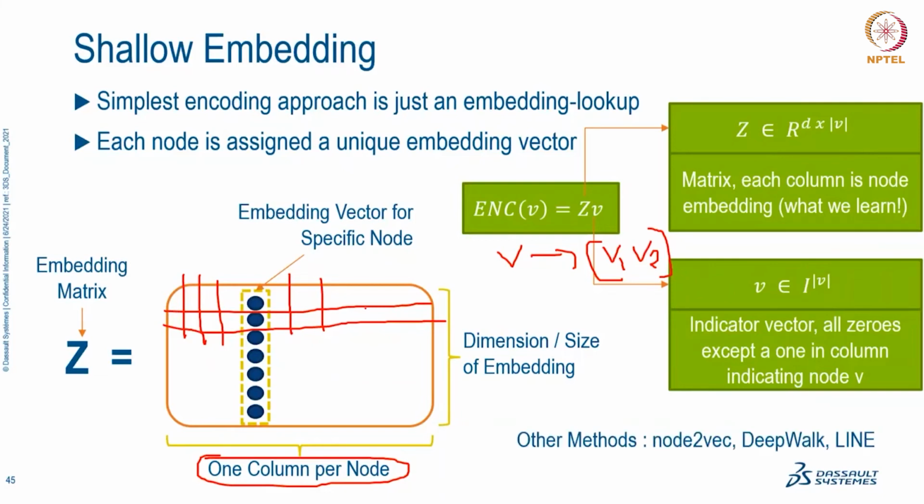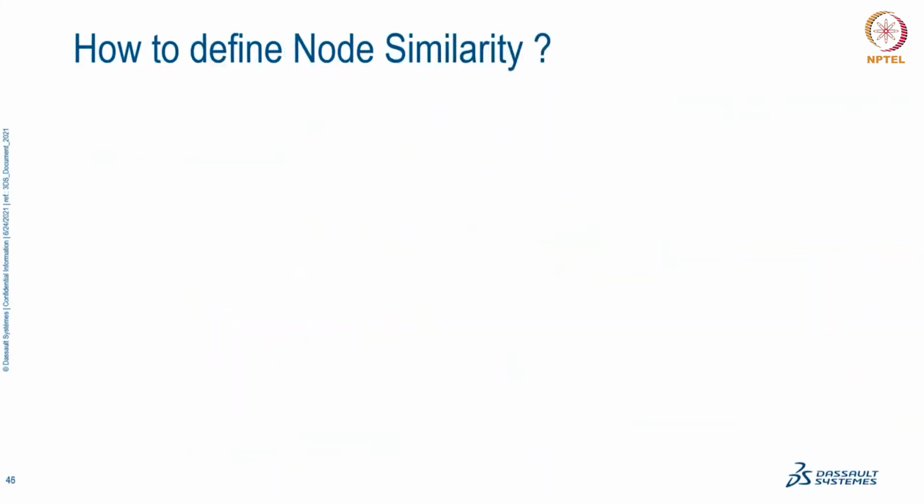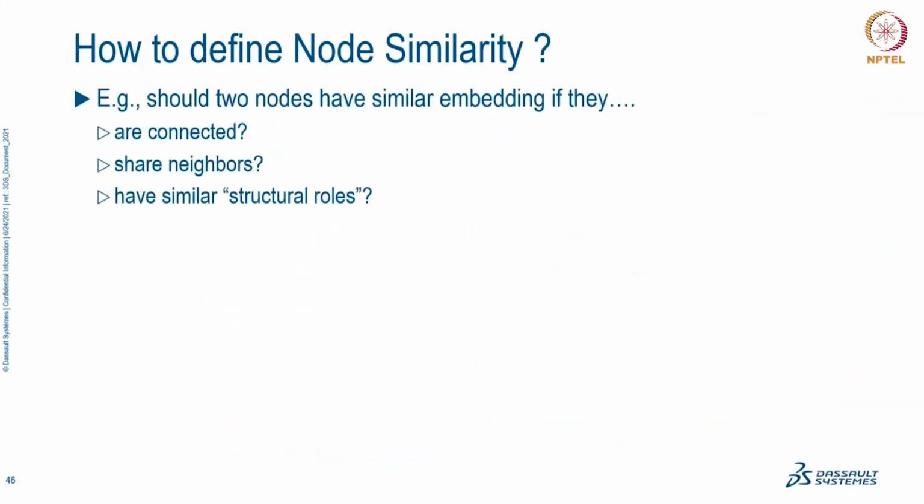There are other methods like node2vec and DeepWalk. These are advanced-level methods, and those are in actual practical use. They are implemented. So how do we define node similarity, meaning on what basis will you define similarities? For example, are they connected or not? Are they sharing neighbors or not? Those are the similarity parameters that we can define for our embedding space similarity.